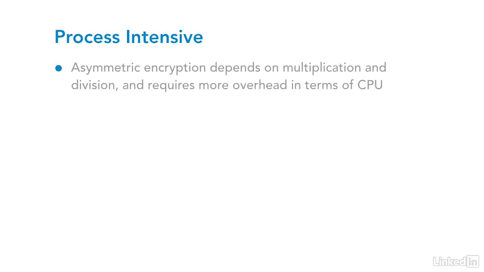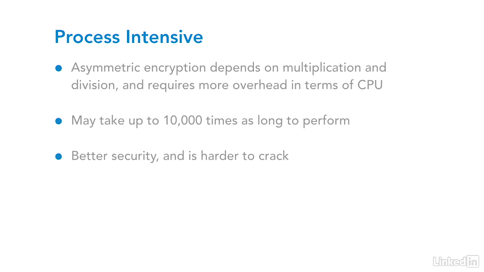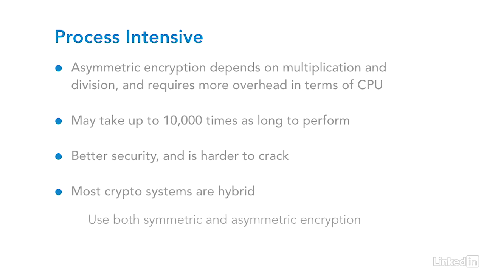Asymmetric encryption depends on multiplication and division and requires more overhead in terms of CPU usage and may take up to 10,000 times more to perform as symmetric encryption, which only requires simple bit operations. However, asymmetric has better security and is harder to crack. That is why most encryption systems are hybrid, using both symmetric and asymmetric encryption.